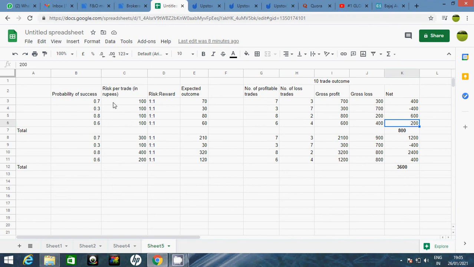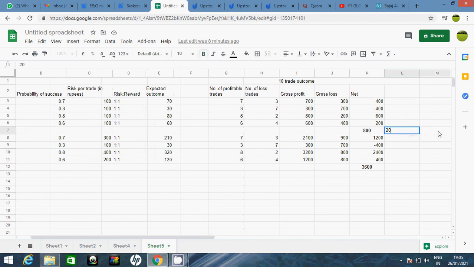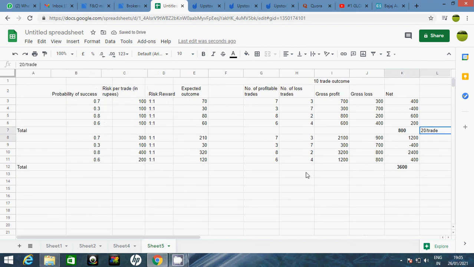Now if you take 10 trades of each of these and add them together, you will be making 800 rupees in 40 trades, because you are taking 10 trades for each. So in 40 trades you will be making 800 rupees. That comes out to be 20 rupees per trade you are making profit. This will be your expected profit for each trade.